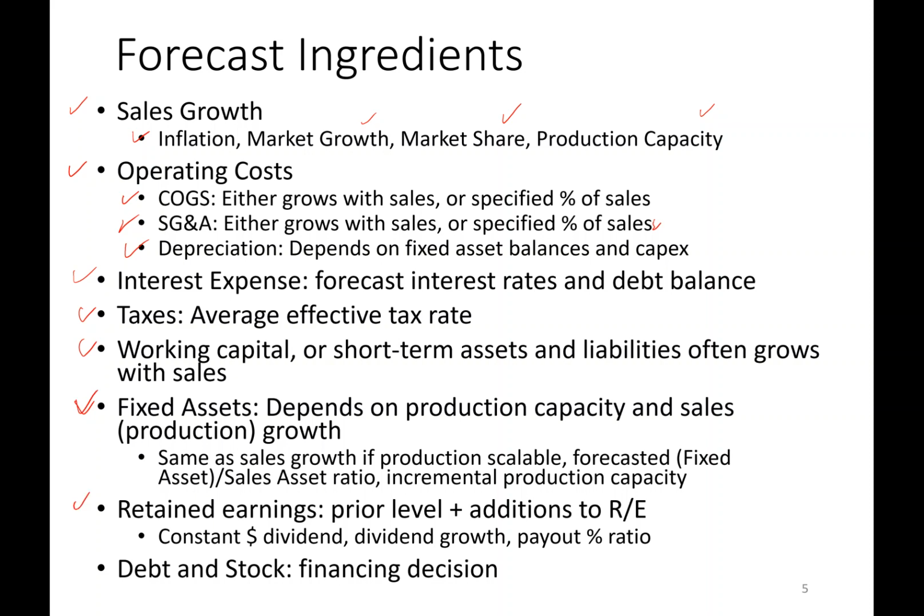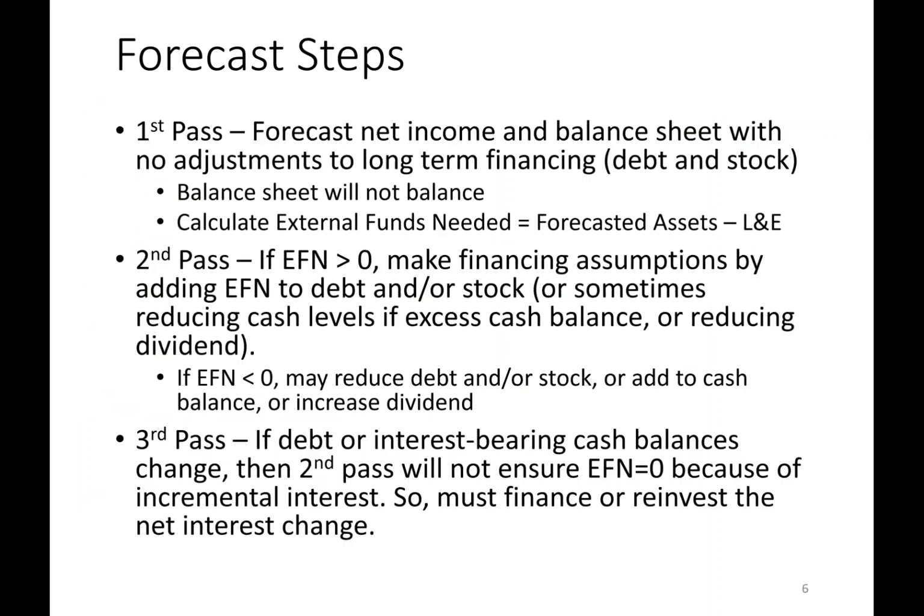At the bottom of your balance sheet, you're going to look at retained earnings, which are going to be the prior level's retained earnings plus additions to retained earnings, which is the link to the income statement. Additions to retained earnings are going to be your net income that is not paid out as dividends. And then you're going to have your debt and stock changes, so your financing decisions.